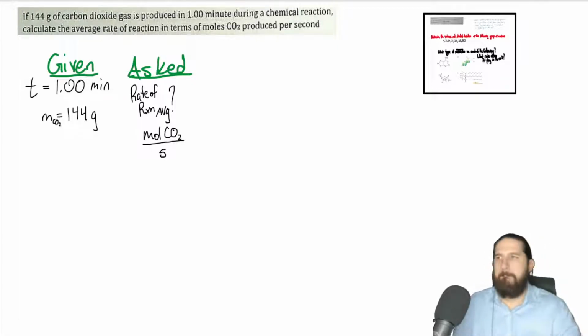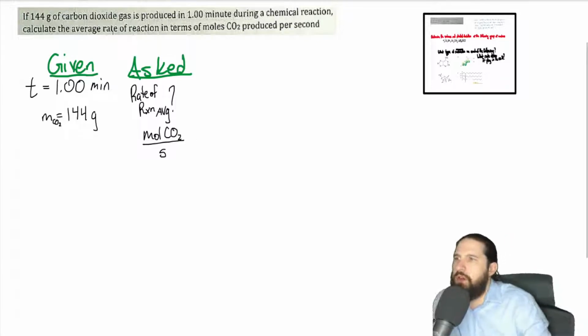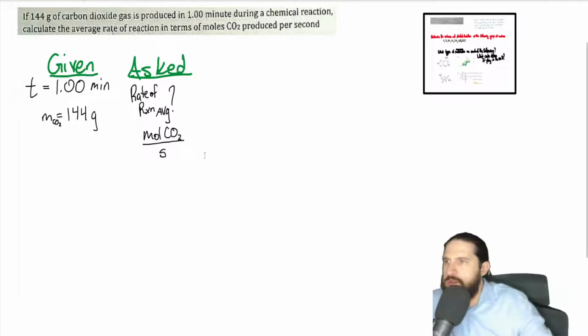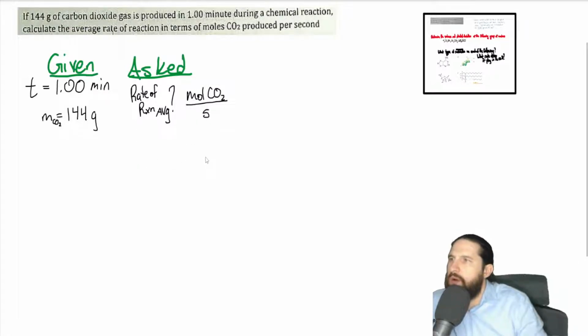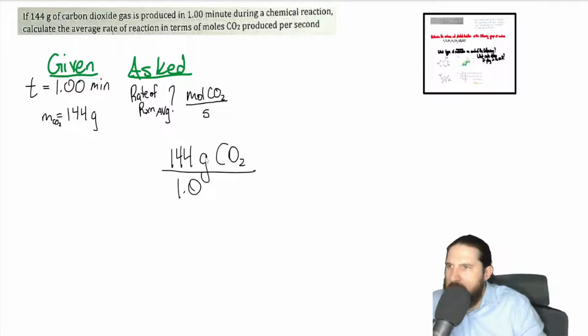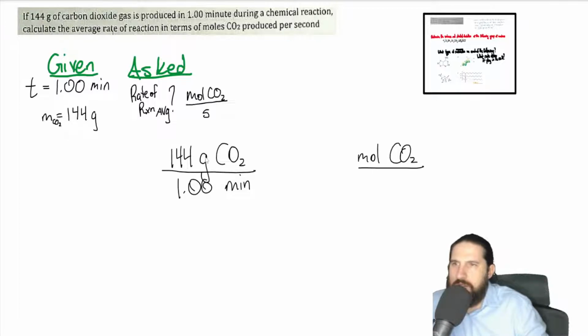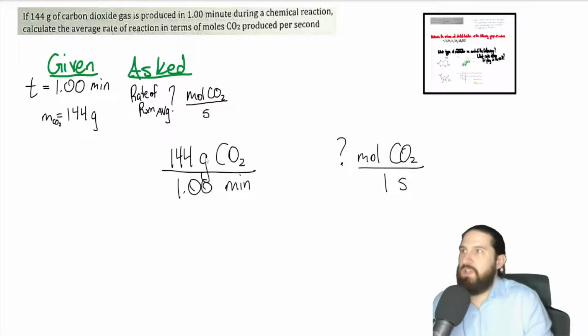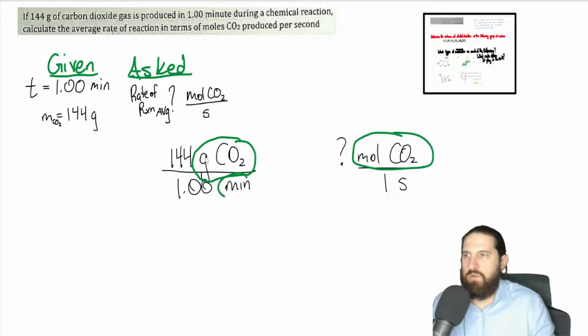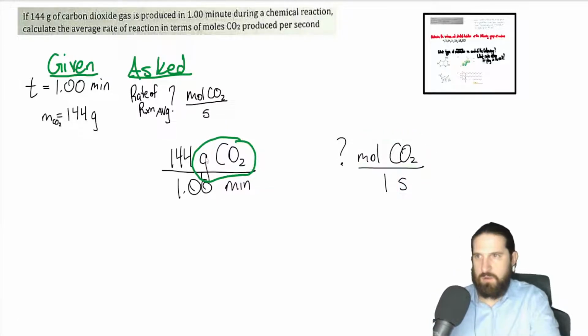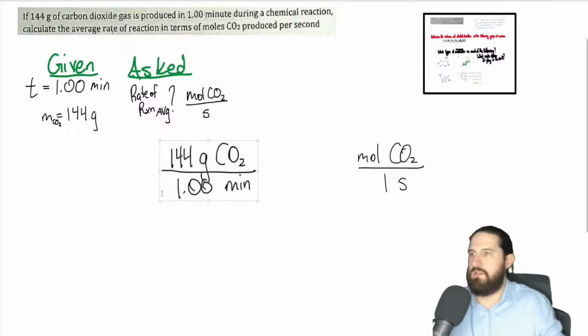Okay. So then how do we get the rate of reaction in moles of CO2 per second? Well, we're told basically 144 grams of CO2 in 1 minute. And we're asked for moles of CO2 in 1 second, right? So we have something pretty close in terms of some measurement of CO2 over time, right? So now it's just about unit conversion.